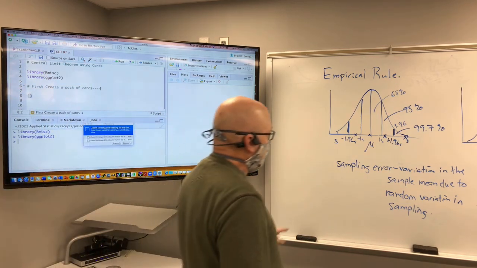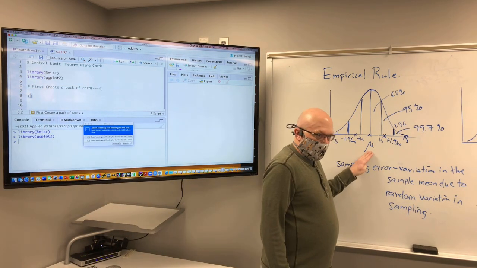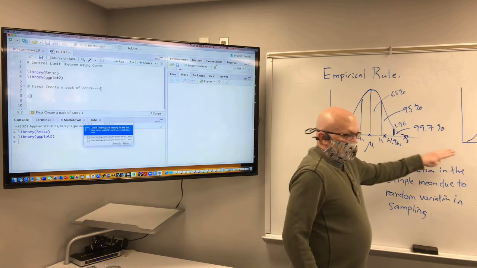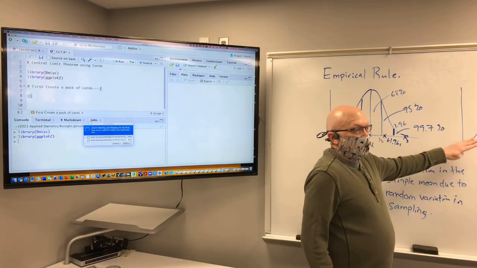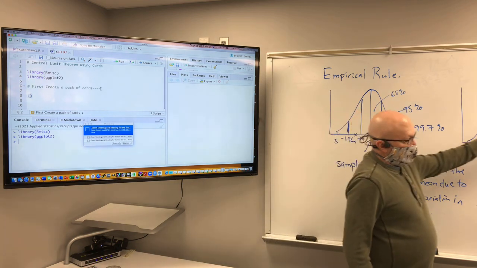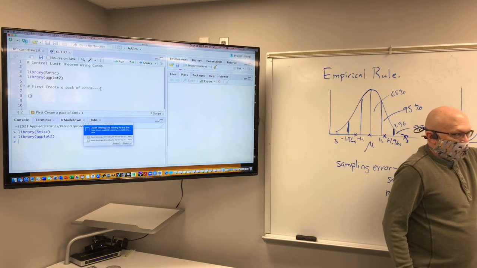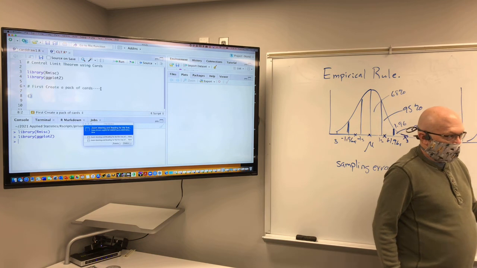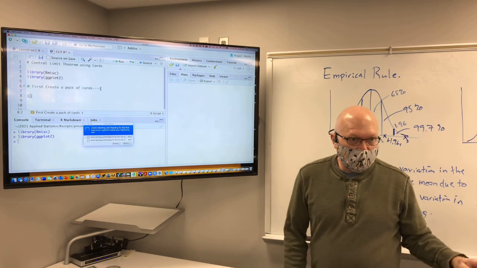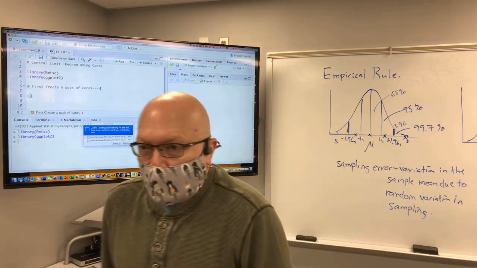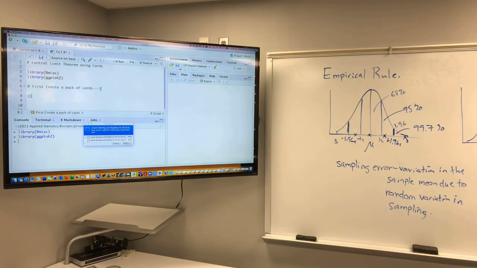So we're using the empirical rule to make statements about a distribution of sample means so that we can make inferences about the population that those sample means came from. Does that make sense? If you understand that, there's no statistical test you cannot do. There's no statistical test you cannot understand.